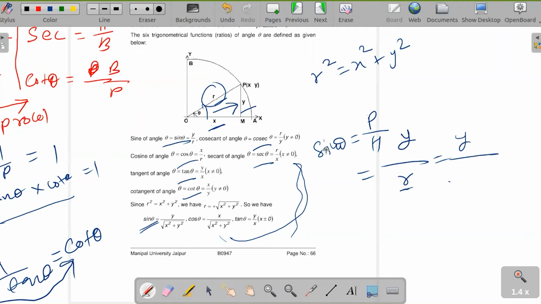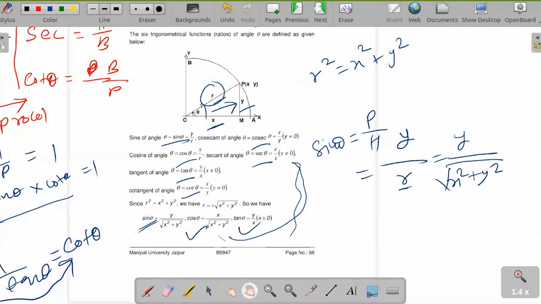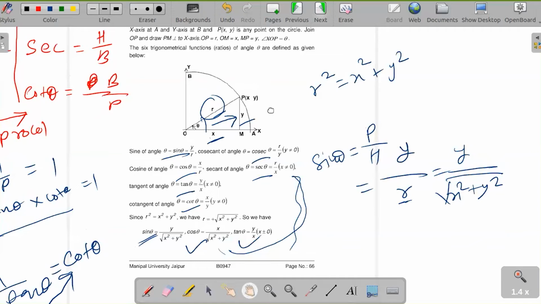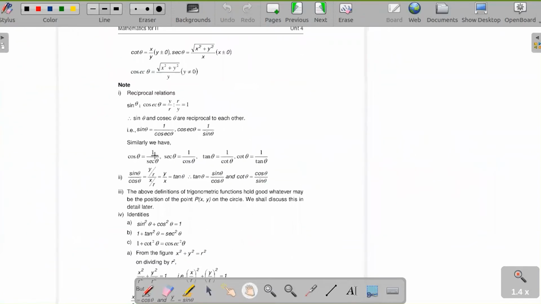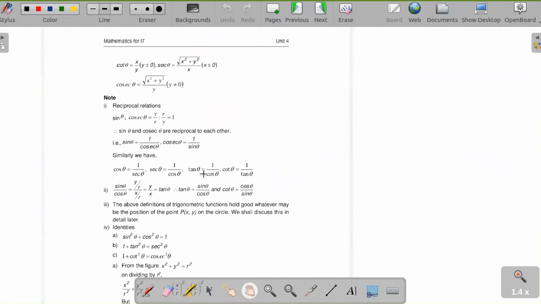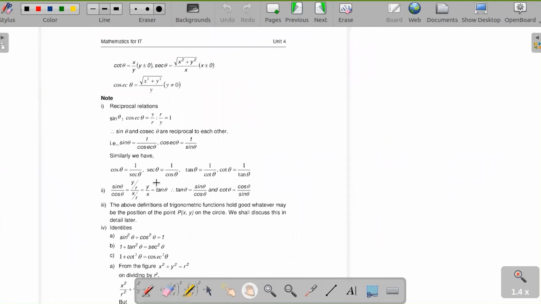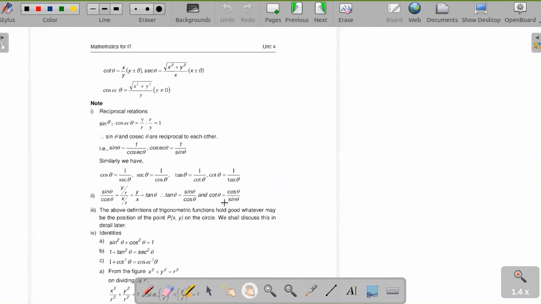So if we place r, it is square root of x square plus y square. This will not be used. Similarly, we can derive cos and tan, but that will not be used. I'm taking you to where it will be mostly used and the main formulas that we can get. These formulas were already discussed, like the reciprocal ones and the tan one.